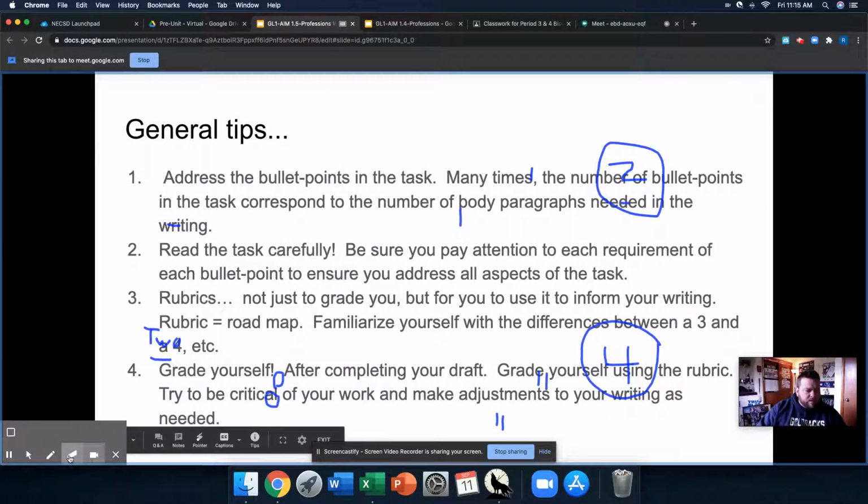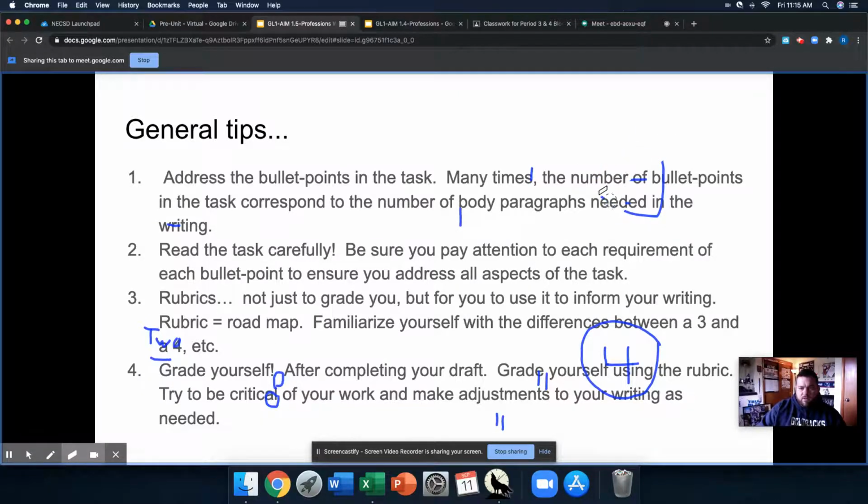Let's see if I can erase all this. I'm sure there's a quicker way to do this, but whatever. Is there?